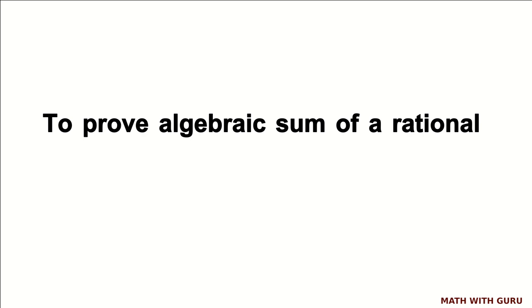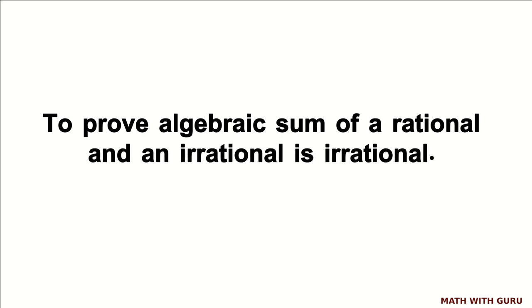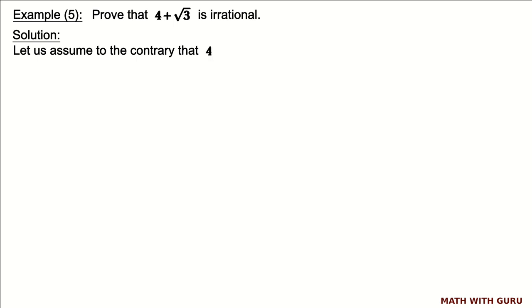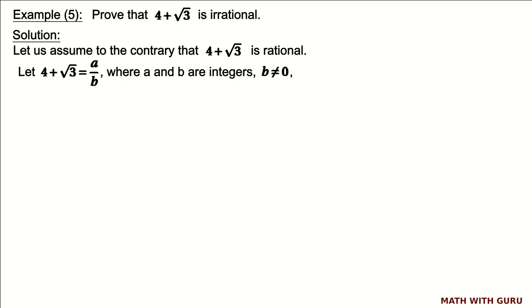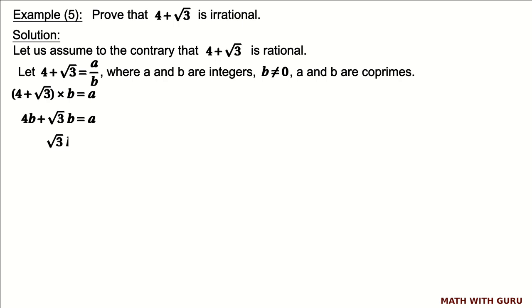Now, let us prove the algebraic sum of a rational and an irrational is irrational. Let us take an example. Prove that 4 plus root 3 is irrational. Let us assume to the contrary that 4 plus root 3 is rational. Let 4 plus root 3 equals a over b. a and b are integers, b not equal to 0, and a and b are co-primes. Bring b to the left hand side. Open the brackets. 4b plus root 3b equals a.